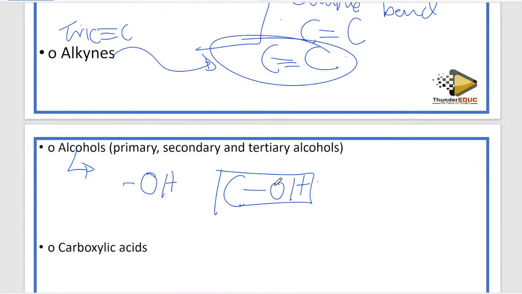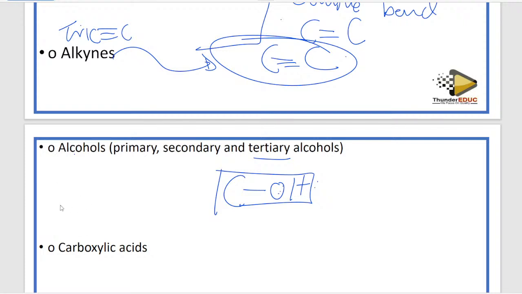What about alcohol? The OH is attached to carbon. But now this alcohol has a primary, a secondary, and a tertiary. When you talk about primary alcohol, it means that it is in level 1. When you're in secondary level, you are in level 2. When you're in tertiary level, you are level 3.